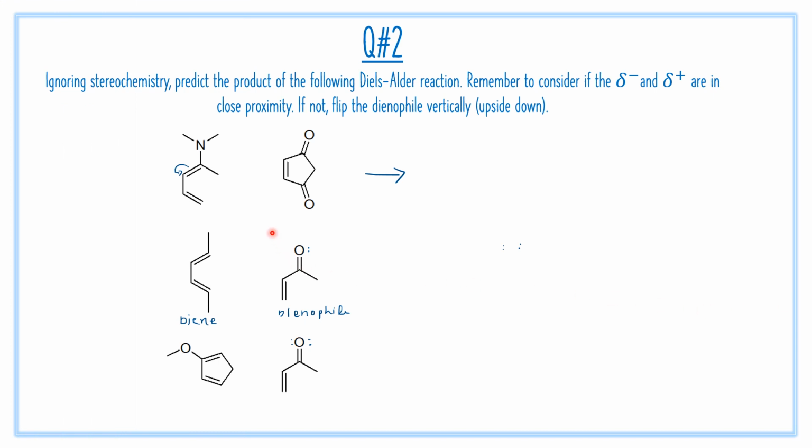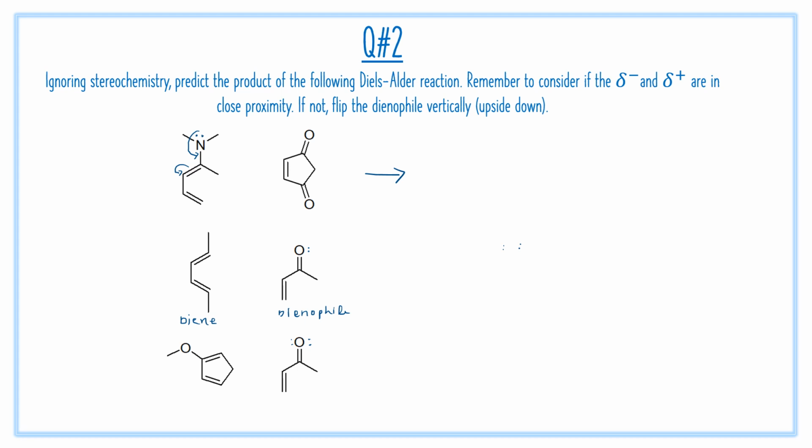So this goes on to our next question. Question number 2. Ignoring stereoselectivity, predict the product of the following Diels-Alder reaction. Remember to consider if the partial negative and partial positive charges are in close proximity. If not, flip the dienophile upside down. So here, let's take a look. Remember resonance structures all the time. We're doing it for both the diene and dienophile to determine what the product will look like.